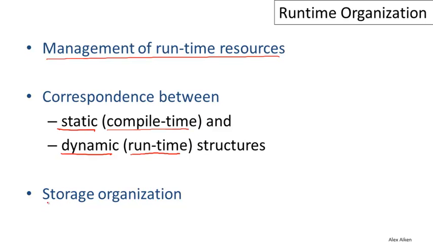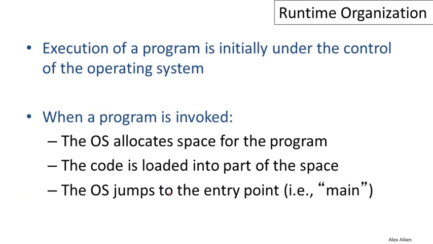And we'll also be talking about storage organization, so how memory is used to store the data structures of the executing program. So let's begin at the beginning. Initially, there is the operating system, and the operating system is the only thing that is running on the machine. And when a user says he wants to run a program, what happens? Well, the operating system is going to allocate space for the program. The code for the program is going to be loaded into that space. And then the operating system is going to execute a jump to the entry point, or the main function of the program, and then your program will be off and running.